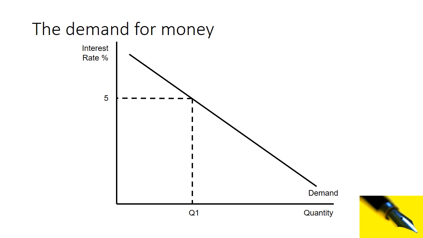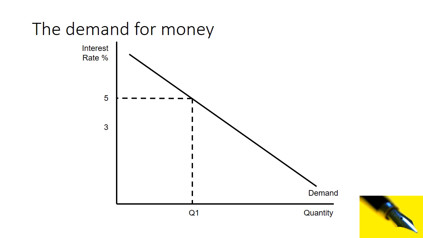Now, a demand curve, as you know, has the price on the y-axis and the quantity demanded on the x-axis. So it's the same in this case. The x-axis is quantity, but as we've just seen, the price of money is the interest rate. So we have the interest rate on the y-axis, the price of money. Now, suppose that the current interest rate is 5%. And if the current interest rate is 5%, then the demand for money is represented by Q1 on the diagram.